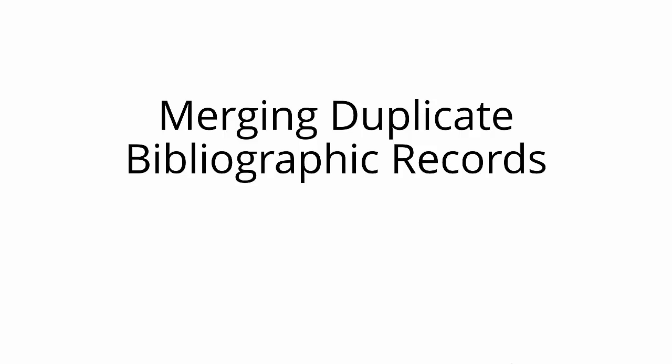A useful feature of Polaris is its ability to deduplicate records. Records can be deduplicated when files are imported, when you save a bibliographic record, or when you press the Replace or Check for Duplicates icon in the bibliographic record. This tutorial provides instructions on how to merge duplicate bibliographic records manually.